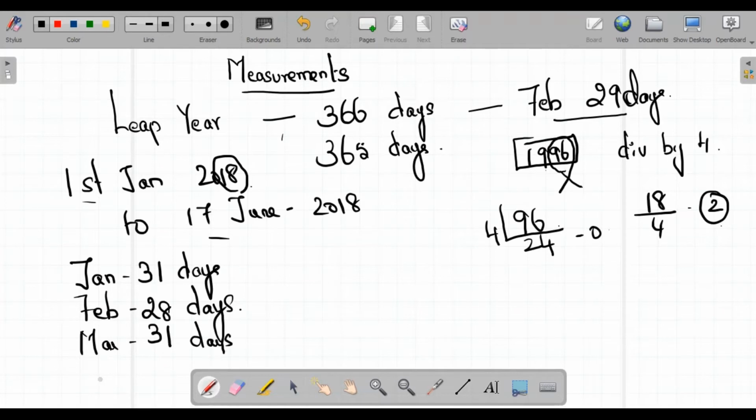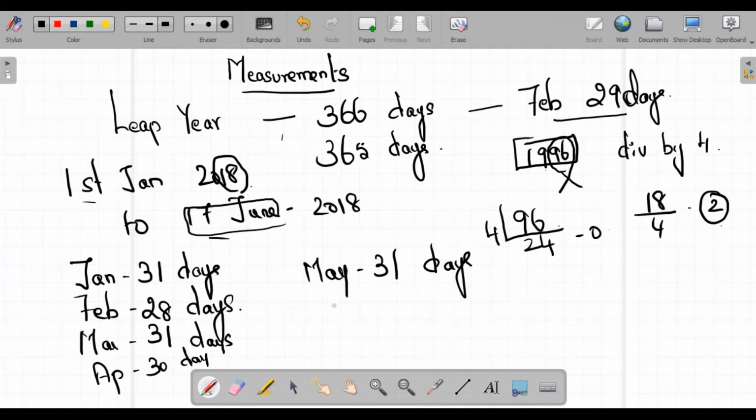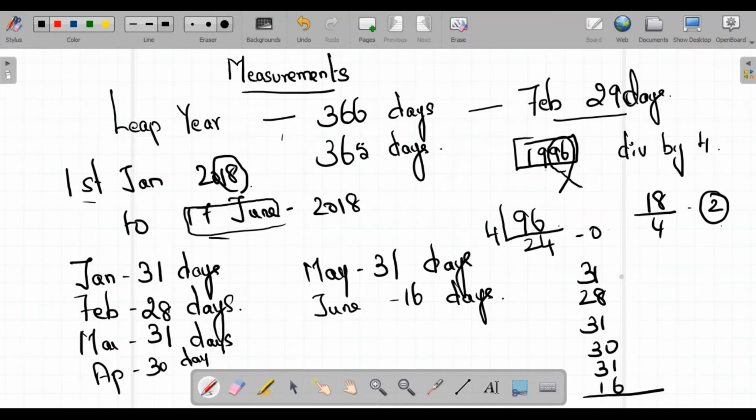Then April, which has 30 days. Now May has 31 days. Now June, till June 17th I want, so I am going to calculate till June 16th how many days are there. So there are 16 days. Now let us sum up. It is 31 plus 28 plus 31 plus 30 plus 31 plus 16. Let's sum it up.